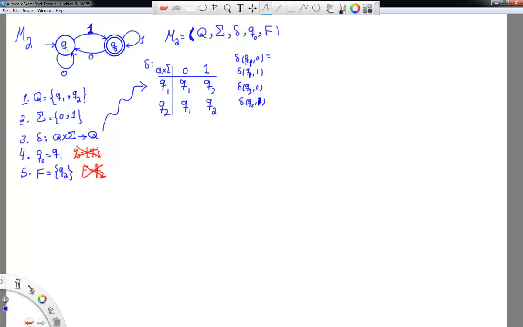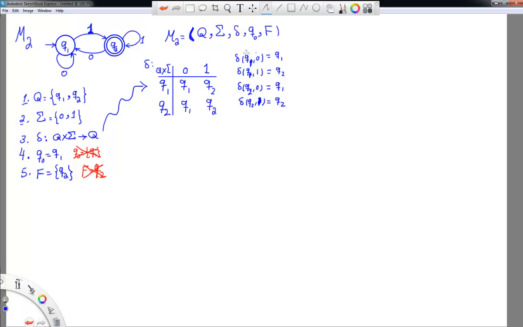So delta of q sub 1 and 0: if you are in q sub 1 and see 0, you stay in q sub 1. If you are in q sub 1 and see 1, you go to q sub 2. If you are in q sub 2 and see 0, you go back to q sub 1. If you are in q sub 2 and you see a 1, you stay in q sub 2. So these two things are equivalent to each other. You could either show your delta function as a table or list the delta functionalities as you see here.